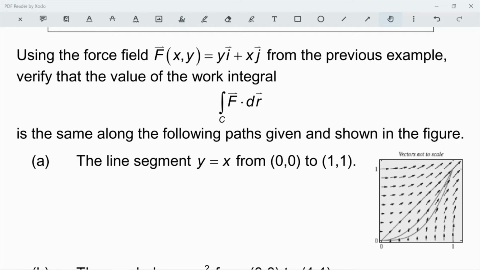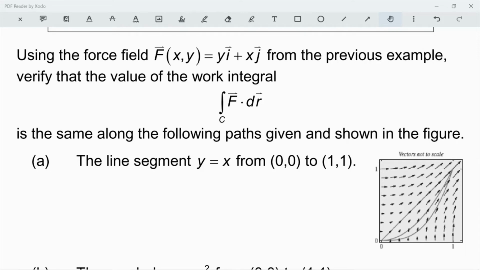So we're going to use this force field yi plus xj again. And what we want to do is find the value of this work integral. Before, when we solved this, we just solved it as a general line integral. Well, now let's think of it as a work integral. So we're doing essentially force dotted with our distance, right? Then we add up all the pieces, and that's going to give us the amount of work that's done. So what this is telling us is that the amount of work is going to be the same regardless of the path that we take, as long as we have the same starting point and same ending point.